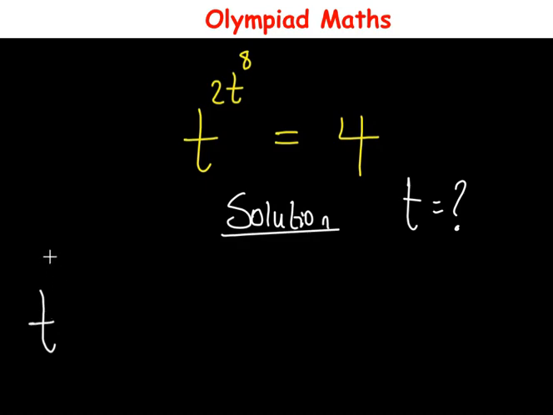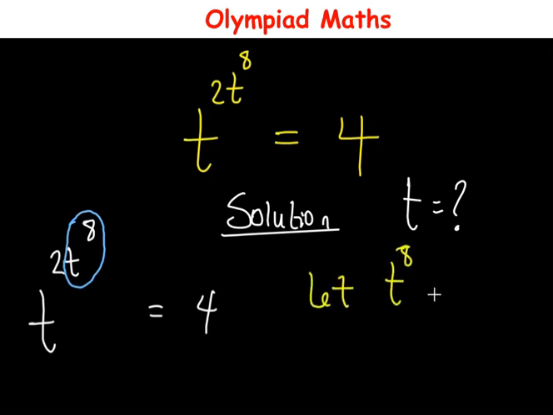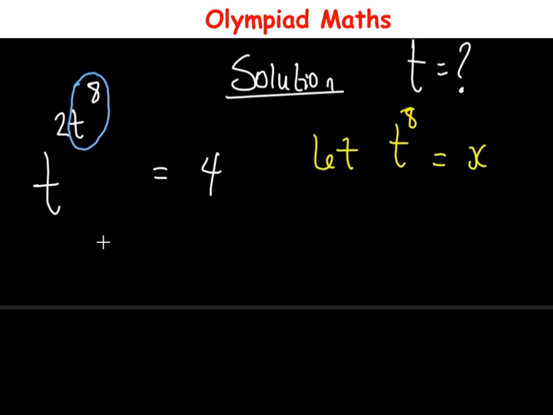so we have t raised to power 2t raised to power 8 is equal to 4. So in this case, we are going to say let this t raised to power 8 right here equal x, such that this equation then becomes t raised to power 2, then t raised to power 8 is equal to x, so we have x is equal to 4. Now, from this equation, let us then solve for the value of t.